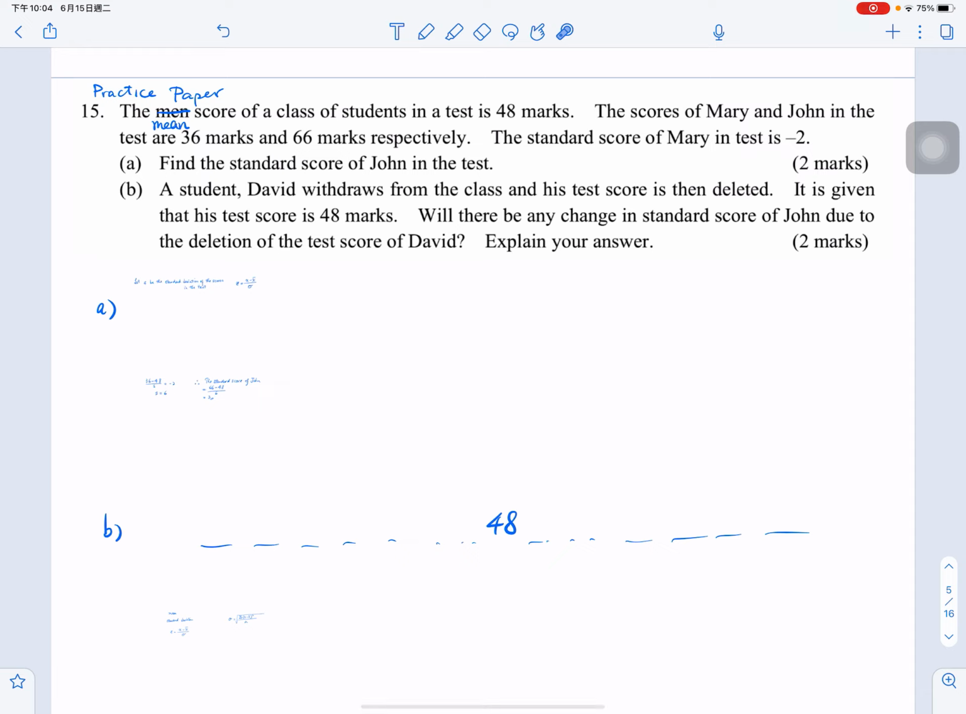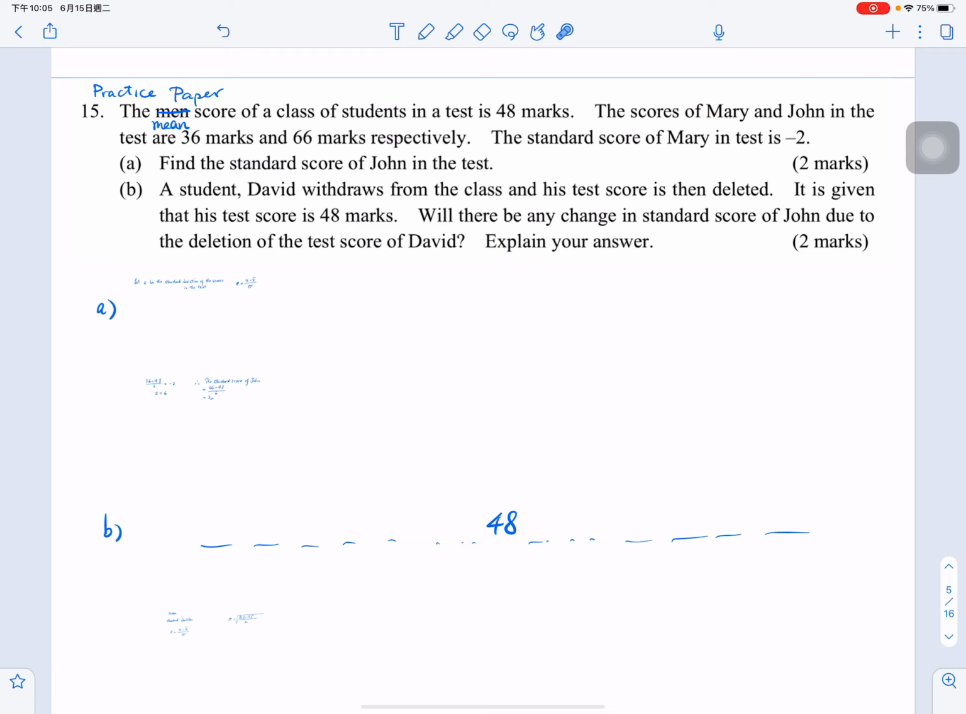The mean score of the students in the test is 48 marks. The scores of Mary and John in the test are 36 marks and 66 marks respectively. The standard score of Mary in the test is -2. Okay, so this question is about the standard score.